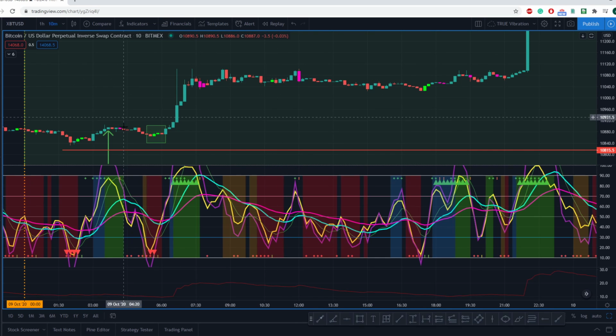But let's get back to the point here. The signal was right there. You leg up. Now, you might notice you got another signal right here. So this one was taken off.